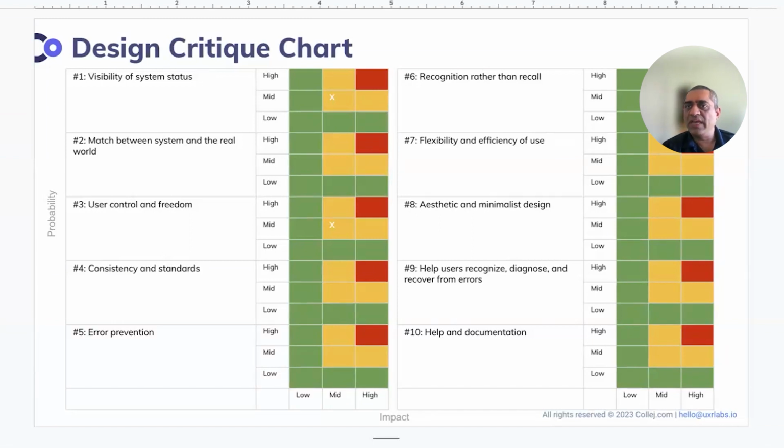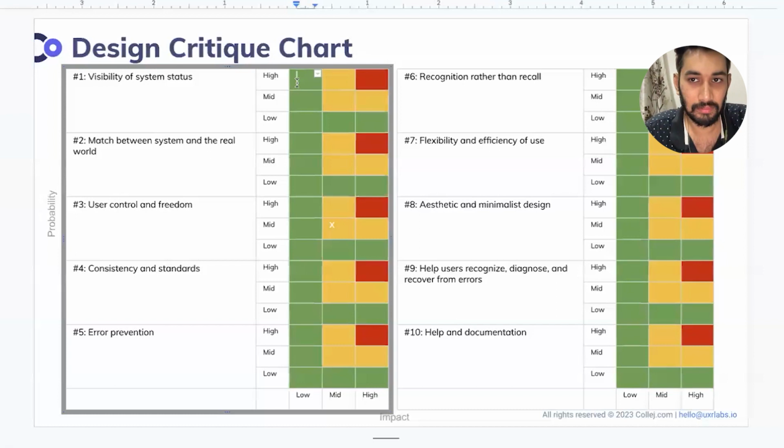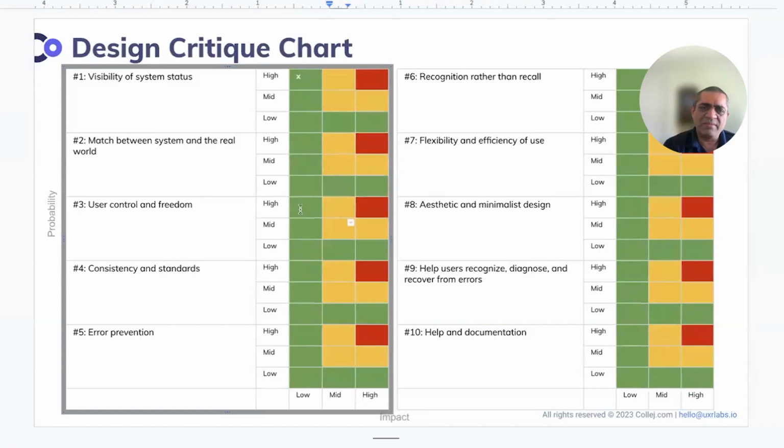So if you could do the X, Simran, if you could edit it and put the X on the high and low, because everybody's going to see it. Here it is. Yeah, that will be high probability, but low impact. Yeah, and the other one is also high and low. User control and freedom. Yeah, I mean, everybody sees it, but they're still able to get their job done.